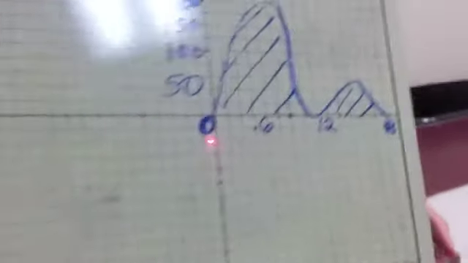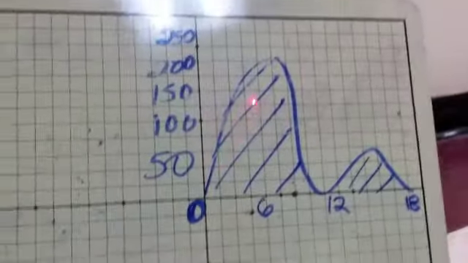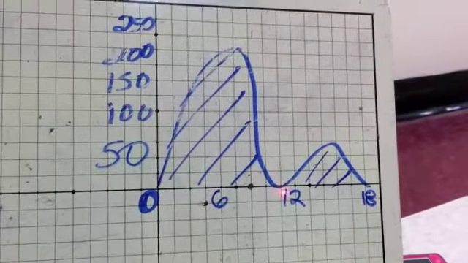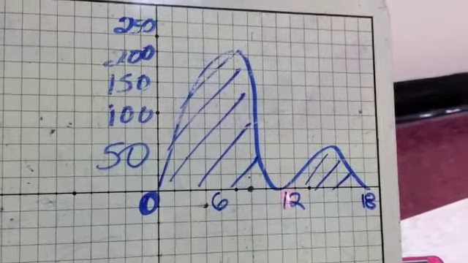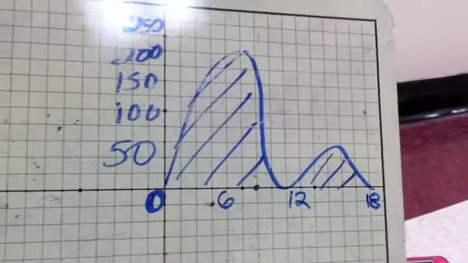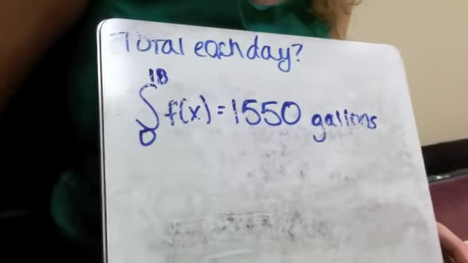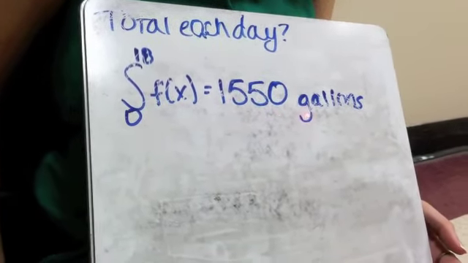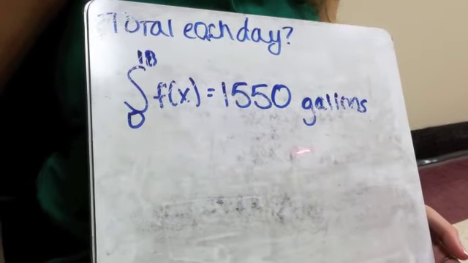The farmer begins collecting milk at midnight and continues until 11 hours later, at which point, from 11 until 12, they take a break, and then begin collecting milk again from 12 until 6 o'clock in the afternoon. When taking the integral from 0 to 18 of the function, we get 1,550 gallons. This is how many gallons are produced throughout the entire day.